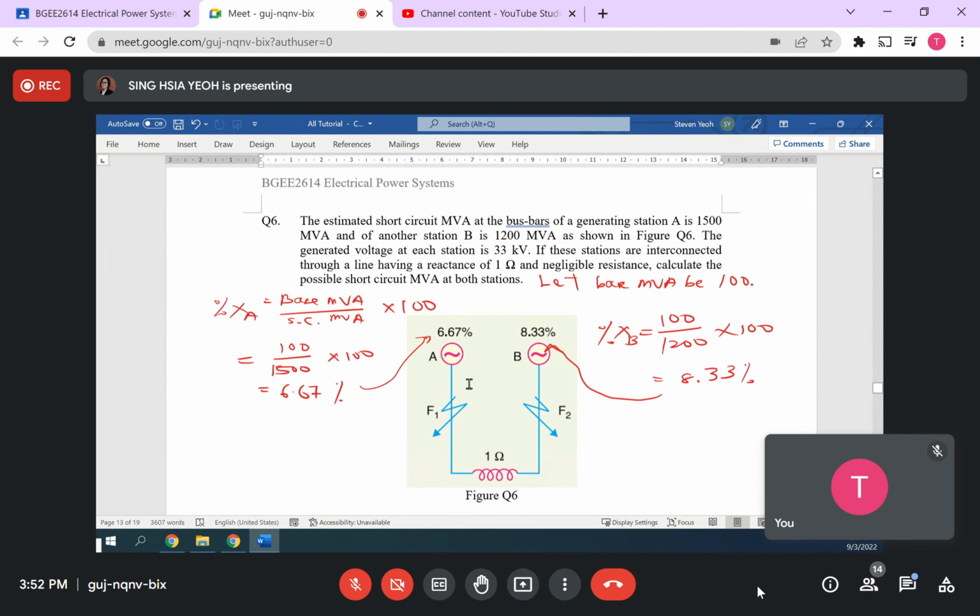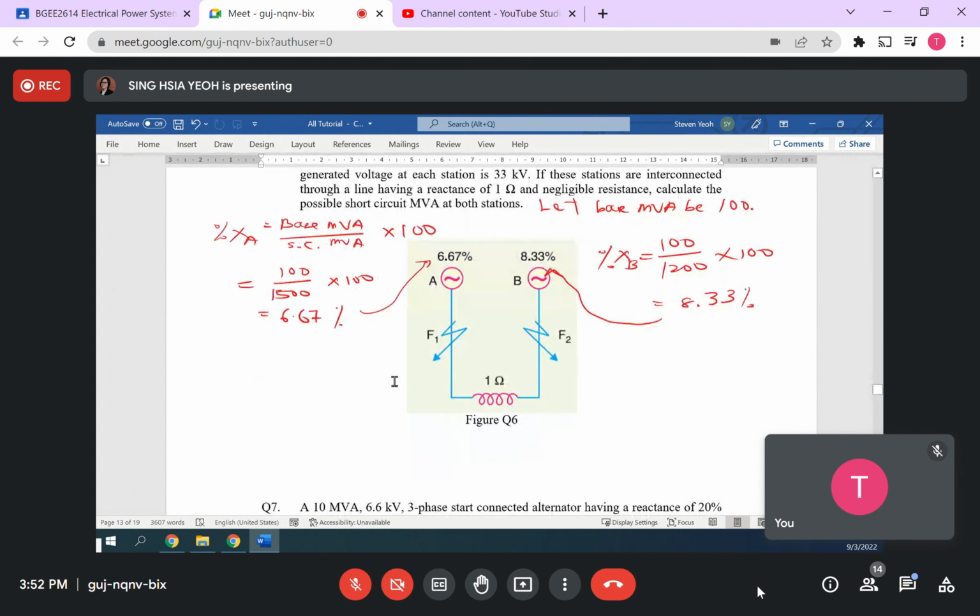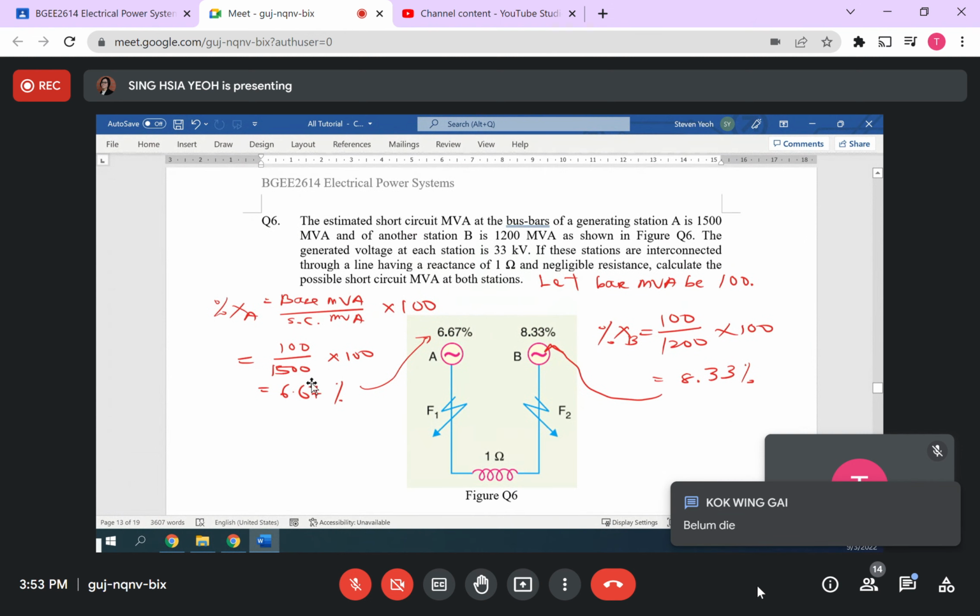Hello, are you all there? Already go for tea break, is it? Can you get this, 6.67 and 8.33? Supposingly it's not given in the diagram, you need to do it out yourself. So you get 6.67, then you put inside here, and you get 8.33, you put inside here. Are you okay?